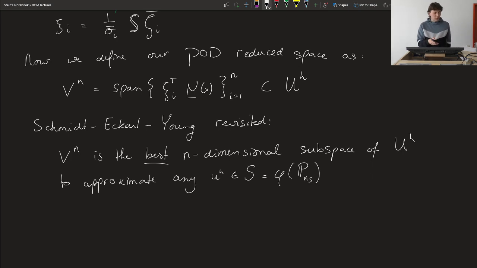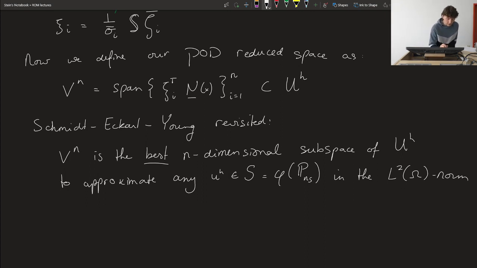And again, best in what sense? Well, now we enforce this L2 property in there, so this is the best one in the L2 norm. And that's the relevant case for us. That is the best approximation property.